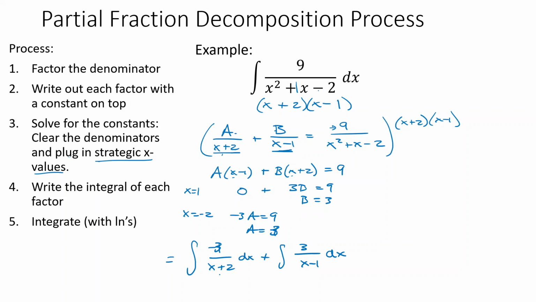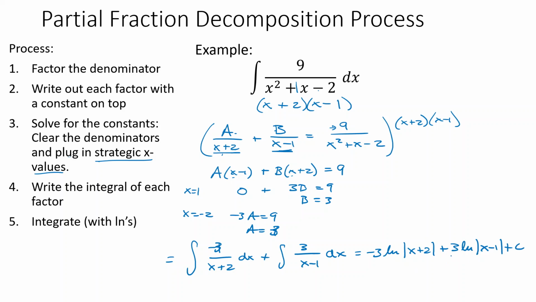We just do basic substitution with u being what the bottom is, and du would equal dx, and we'd get natural log. So we'd get negative 3 ln absolute value of x plus 2, plus 3 ln absolute value of x minus 1, plus c.